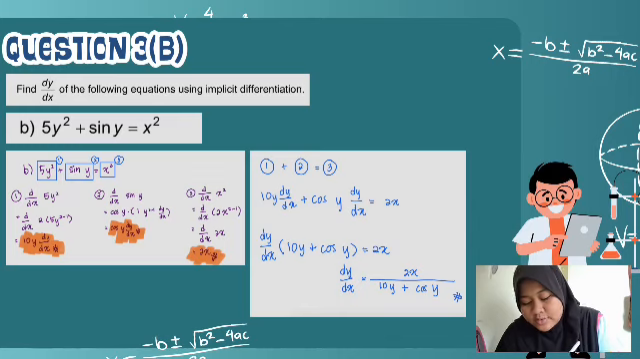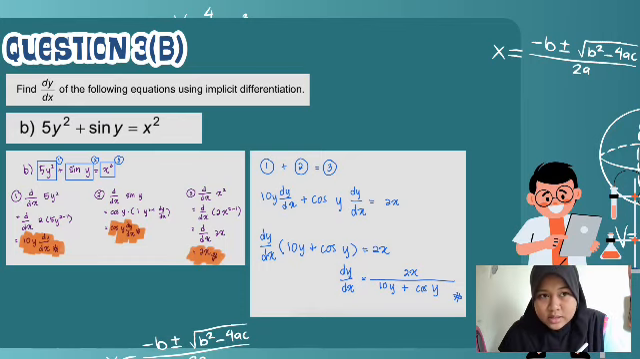And then we just have to simplify. 2 times 5 is 10. y having the power of 2 minus 1 is 1. So we just have to copy back the y and copy d per dx. And because we are differentiating a y term, it will be 10y dy per dx. This is our first differentiated term.